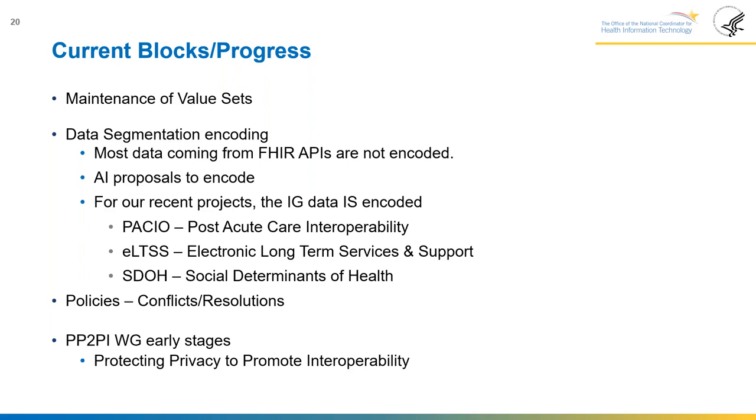Another issue is data segmentation and coding. Most data coming from the FHIR APIs is not encoded, which is problematic. Hopefully, as our standards evolve, folks will actually encode data. And there are also a number of artificial intelligence proposals to encode the data. But as applicable to this project, I'd like to point out that for a lot of recent projects, IG data is encoded. For instance, the PASIO, Post-Acute Care Interoperability Work Group, has specified a number of assessments that are subject to sensitive data, and all of those IGs very clearly encode their data. So if you want to exchange that data, it could be done using these data segmentation methods.